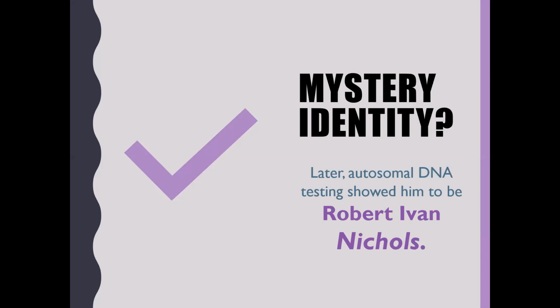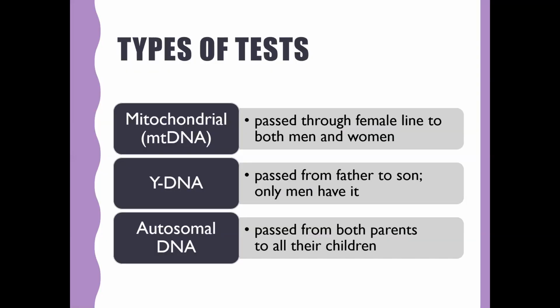So let's talk about the magic of how they did this. There are three different types of DNA tests that are done these days. Mitochondrial DNA is passed from women to both of their children, both boys and girls. Y-DNA is passed from father to son, and only men have it. Autosomal DNA is passed from both parents to all their children.